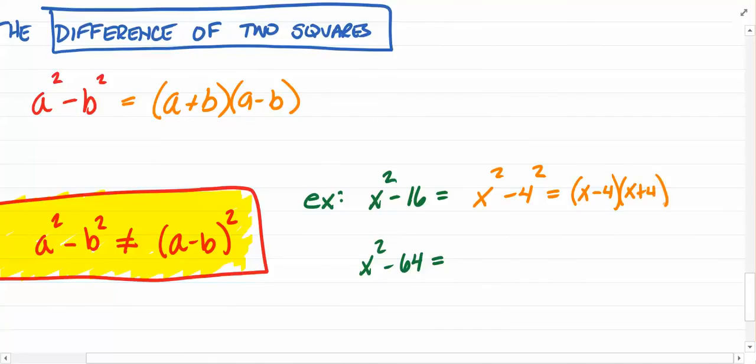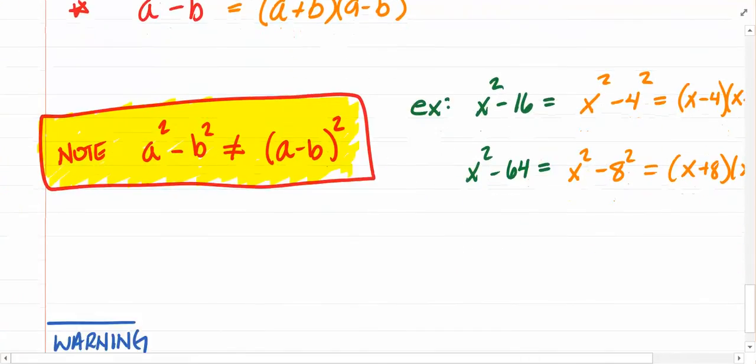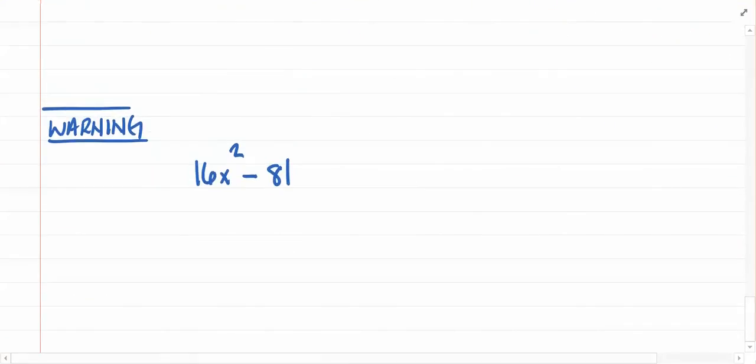Down here, another difference of two squares, x squared minus 64. Well, that's the same thing as x squared minus 8 squared, and now I have the difference of two squares. So it will become x plus 8 times x minus 8. It doesn't matter if you do the positive one first or the negative one, as long as they're both represented, because multiplication is commutative. There is one more thing I have to warn you about in this case.